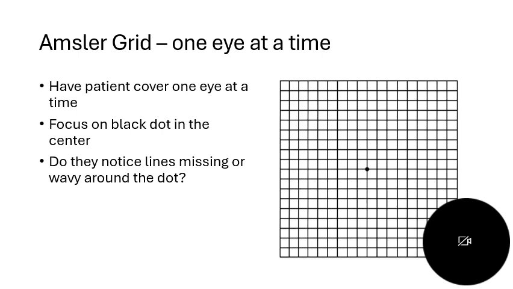The last test of visual function is the Amsler grid. This test is also done one eye at a time. What you do is you have the patient cover one eye, so if they're looking with the right eye, they cover their left eye. You have them focus on the black dot right in the center of that grid. While they are focusing on that black dot, are any parts of this grid missing? Are any lines in this grid appearing wavy, again, while they are looking straight at that dot? If so, that means there is an area of the retina that is compromised, and that is something that will require further examination.